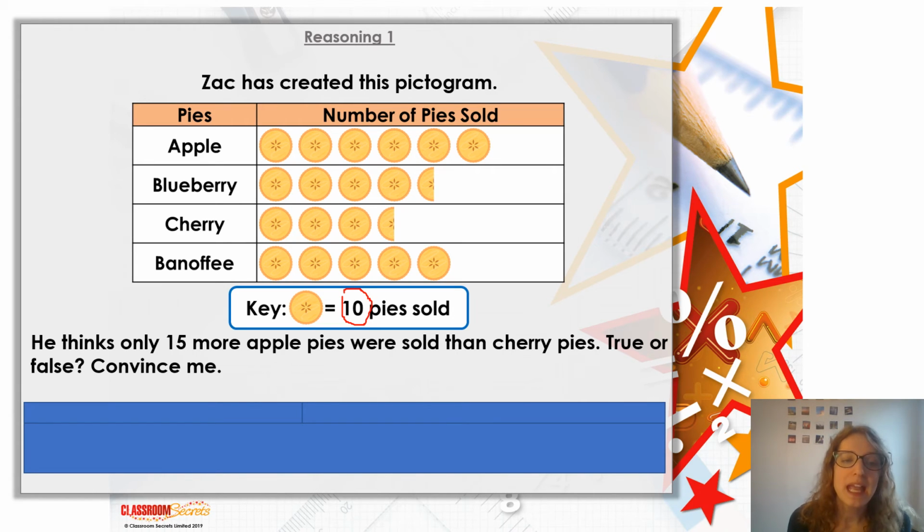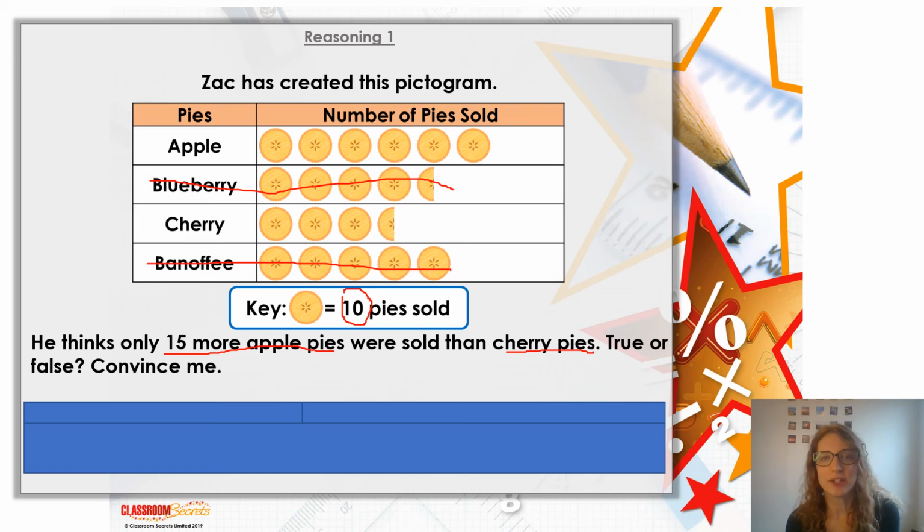Okay. He thinks only 15 more apple pies were sold than cherry pies. True or false? Convince me. So actually, we can ignore blueberry at the moment, and we can ignore banoffee at the moment. We're only looking at the cherry and the apple. So pause the video, have a go. Can you work out if he's true or false? And remember, convince me.